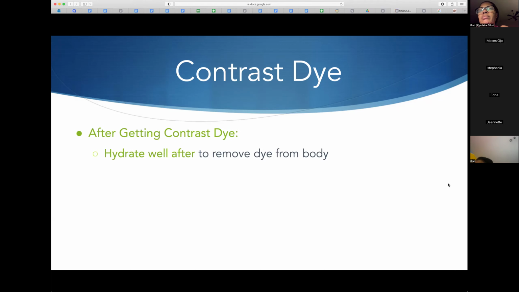After getting contrast dye, make sure you encourage the patient to hydrate well, because we need to help remove that contrast dye from the body. Contrast dye, write this down, is very hard on the kidneys. So afterwards, you want your patient to get hydration.